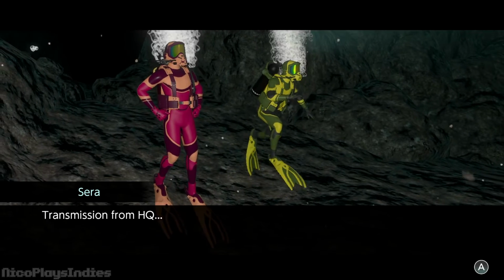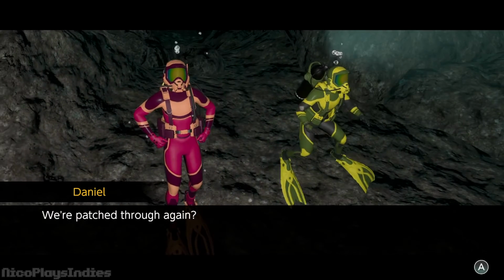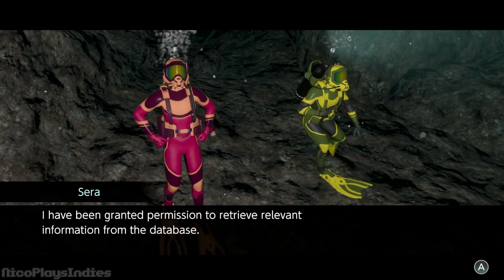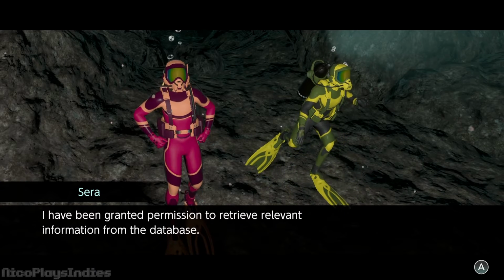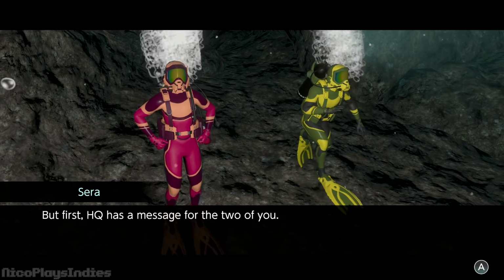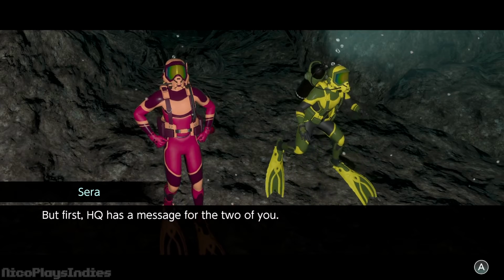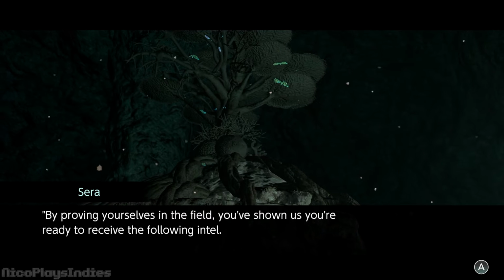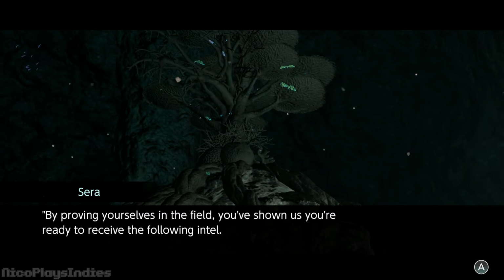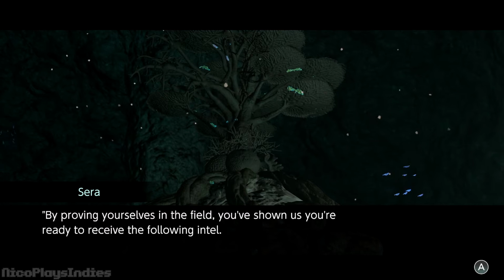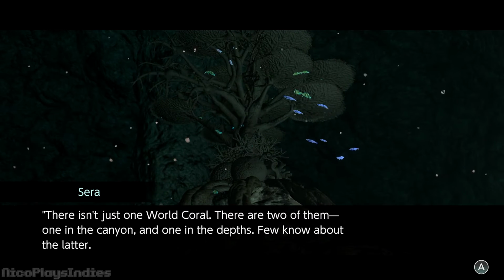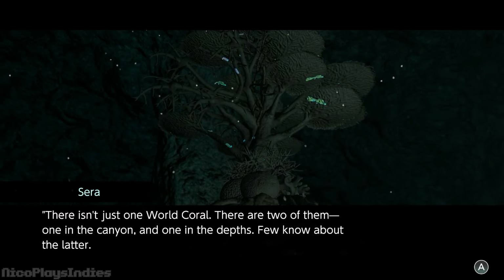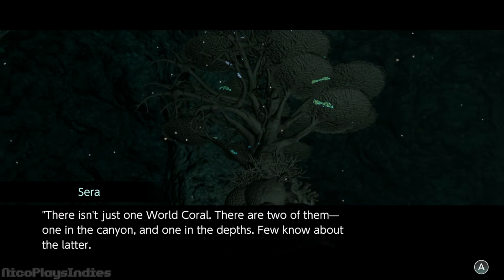Transmission from HQ. I have been granted permission to retrieve relevant information from the database. But first, HQ has a message for the two of you. By proving yourselves in the field, you've shown us you're ready to receive the following intel. There isn't just one world coral. There are 2 of them. One in the canyon, and one in the depths. Few know about the latter.